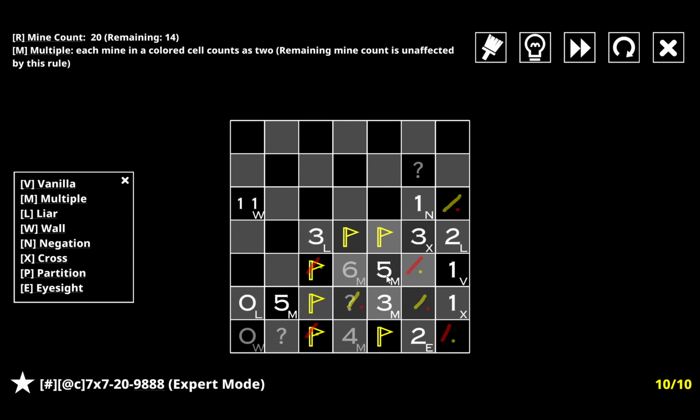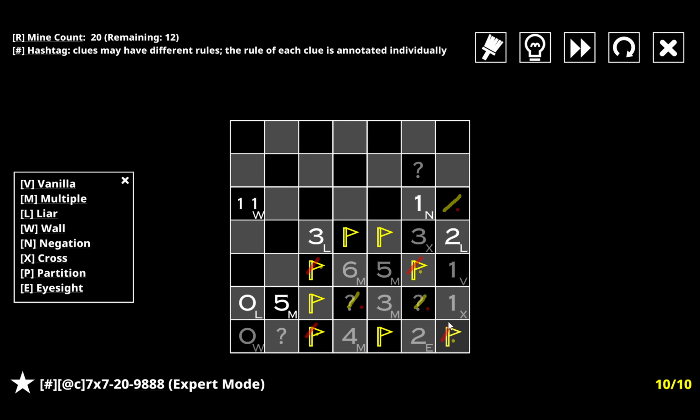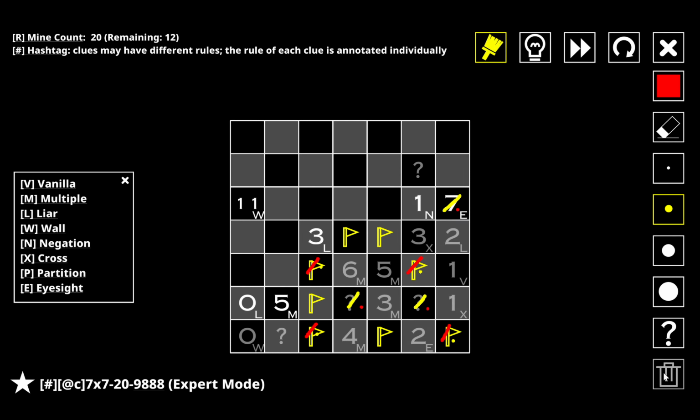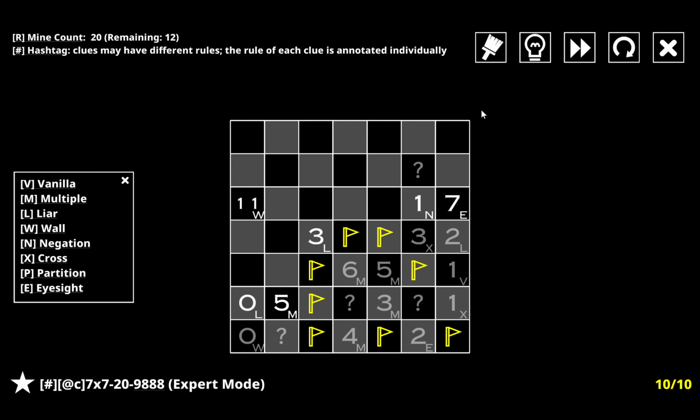And from here we can go backwards and we'll auto fill in the other deductions we made. There we go. Okay.